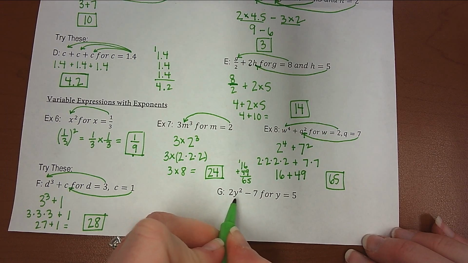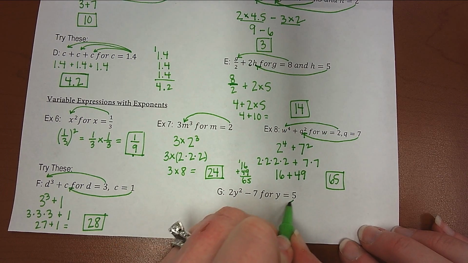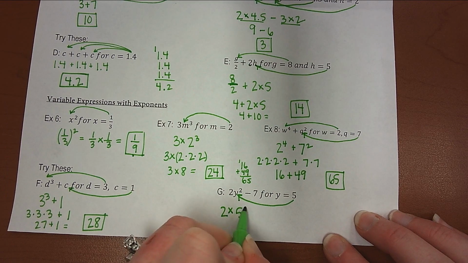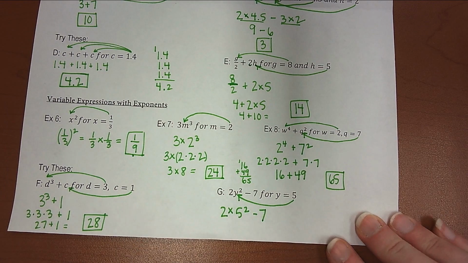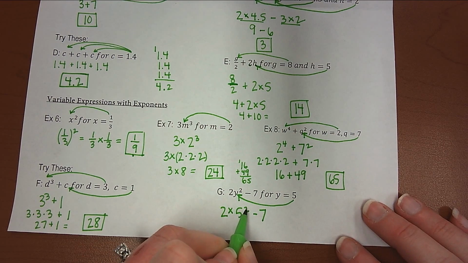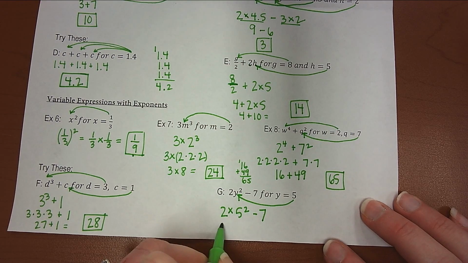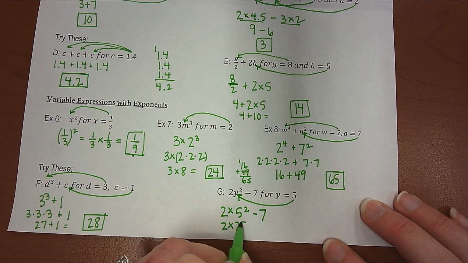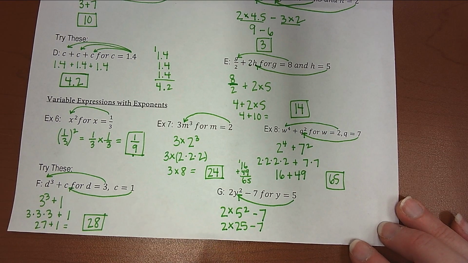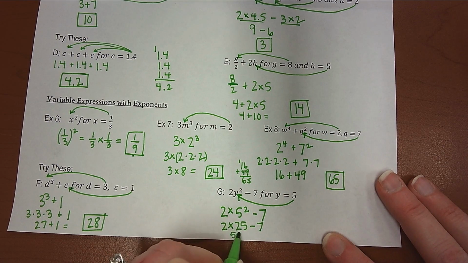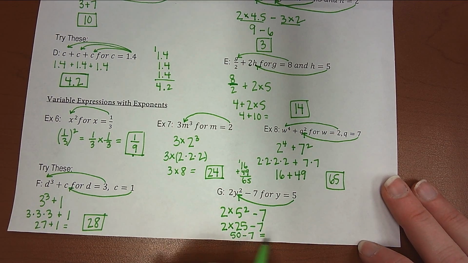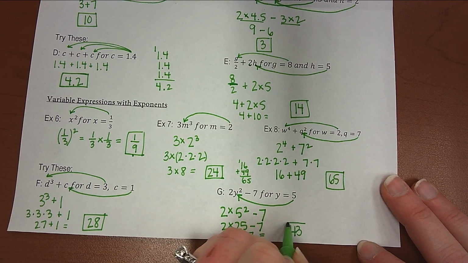And 2 times y to the second power minus 7, we're plugging in 5 for y and remembering order of operations. This is 2 times 5 to the second power minus 7. Order of operations says we must do exponents first. 5 to the second power is 5 times 5, which is 25. So 2 times 25 minus 7. Then I'm going to think about quarters. 2 quarters is 50 cents, so 2 times 25 is 50, minus 7, and then I can do my subtraction. 50 minus 7 is 43.